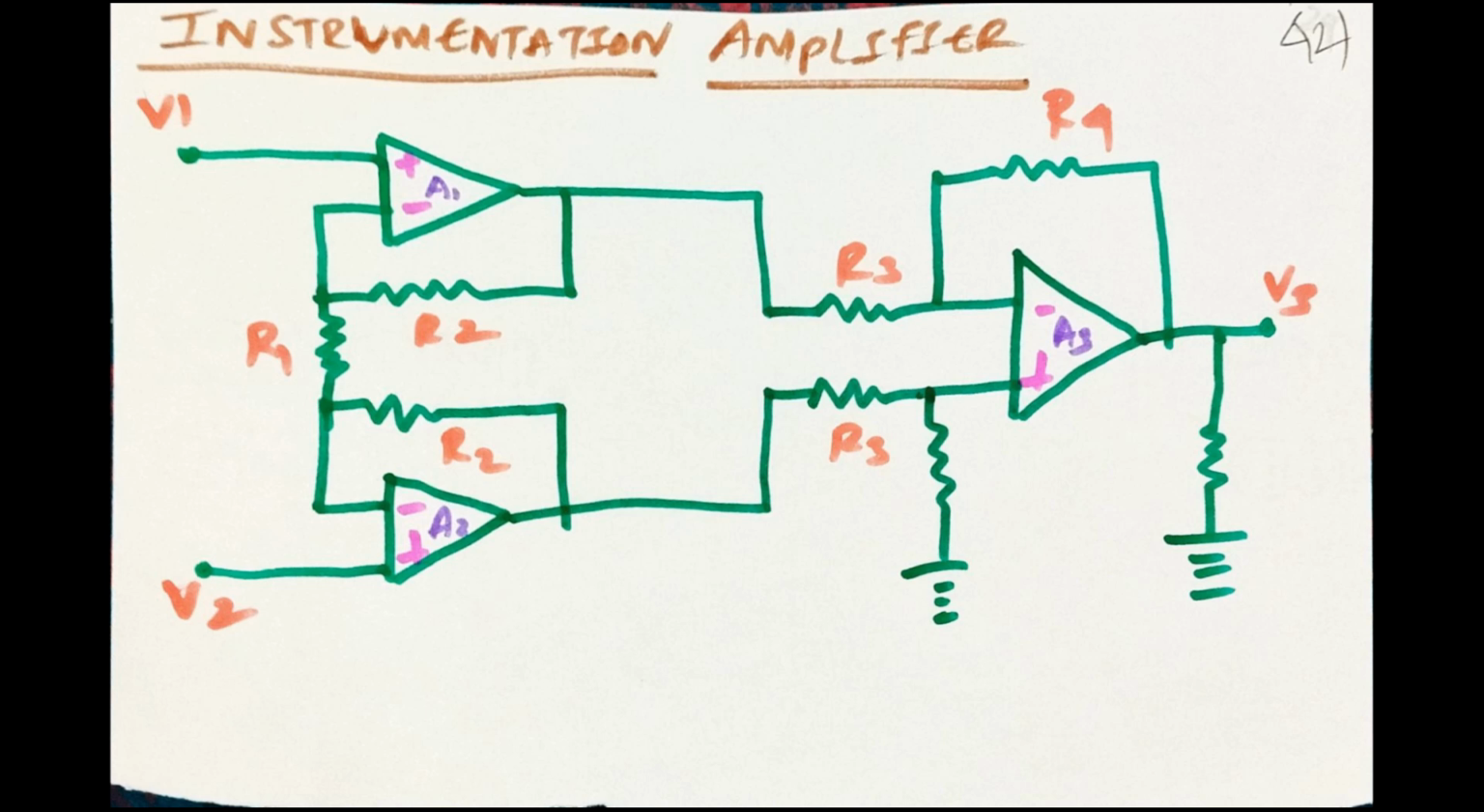A3 is the third op amp. The output difference of A1, A2 op amp is applied to a differential amplifier formed around op amp 3, using resistances that are connected as shown in circuit.